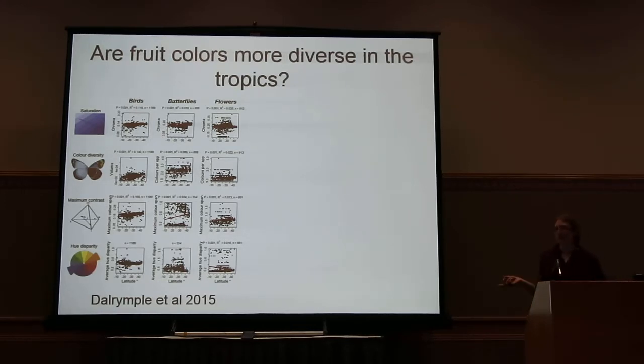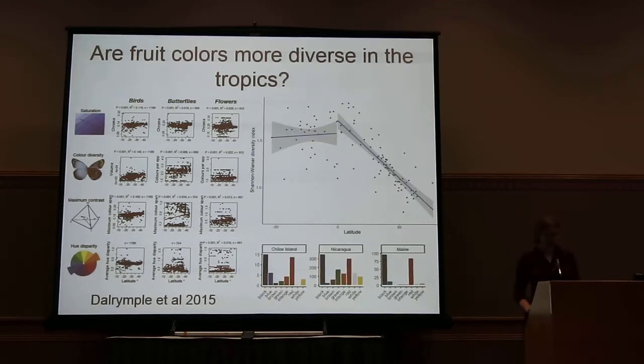But a paper from a couple years ago looked at birds and butterflies and flowers and actually found no signal of greater color diversity in the tropics. Which raises the question of what's happening in fruits. Is it like these other patterns where maybe the tropical areas are not as diverse relative to temperate as people have found, or maybe fruits are doing something different?